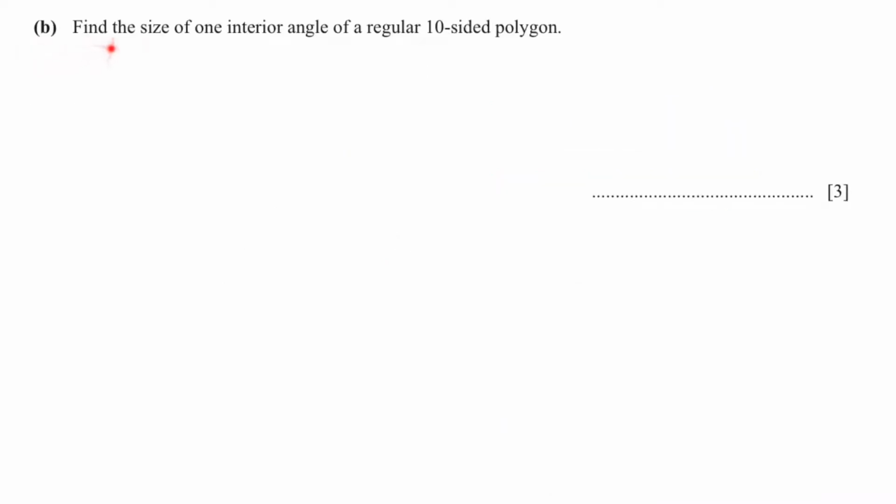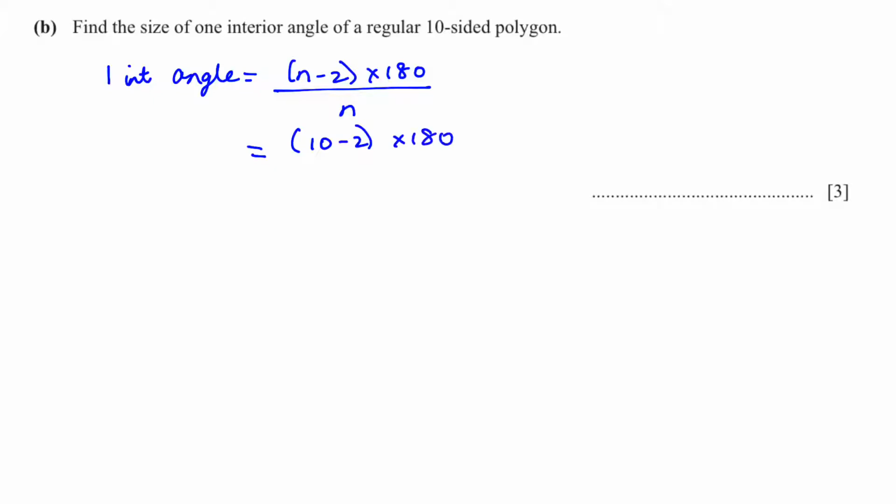In B, find the size of one interior angle of a regular 10-sided polygon. To find one interior angle, we need to use the formula: one interior angle is equal to n minus 2 times 180 divided by n. N is the number of sides. In this question, our sides are 10. So 10 minus 2 multiplied by 180 over 10. This will give us 144.